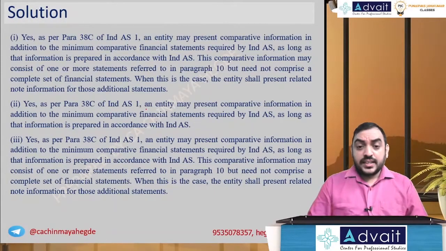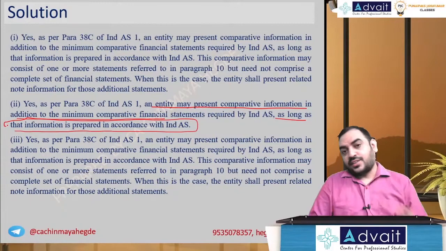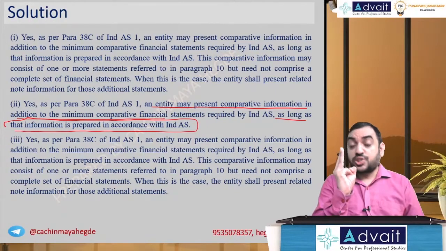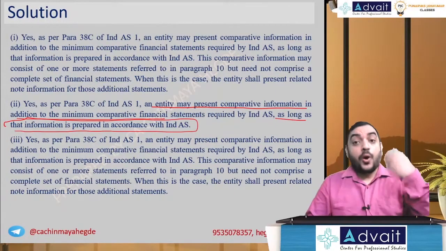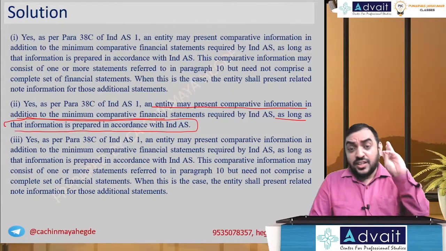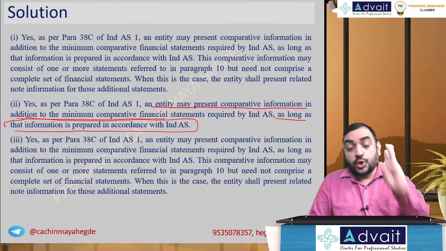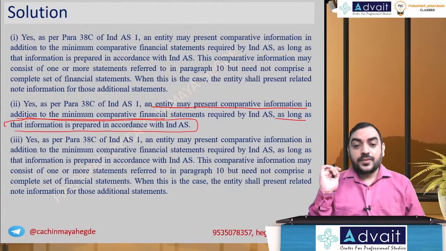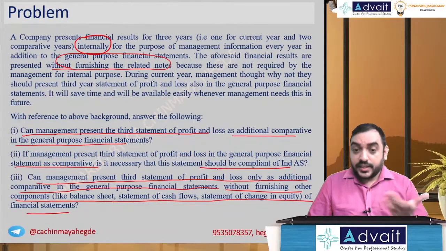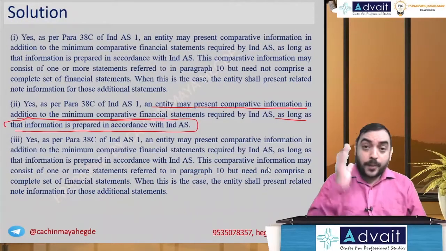As per para 26, an entity may present comparative information in addition to the minimum requirements as long as the information is prepared in accordance with Ind AS. Interesting sentence. So the way you present need not be as per Ind AS for the third comparative, but the amount you compute should be as per Ind AS. Clear with the point? The third financial statement figure, what you show, should be computed as per Ind AS. And is it necessary that it should comply with Ind AS? Yes, I'm sorry. Yeah, it should be. The third one should comply with Ind AS. You should compute and present.